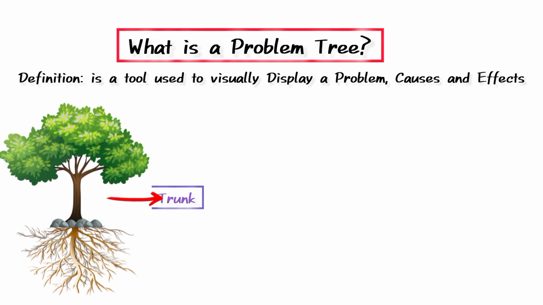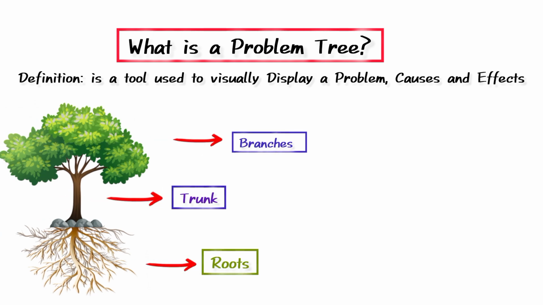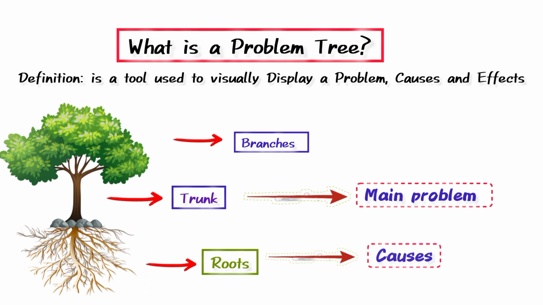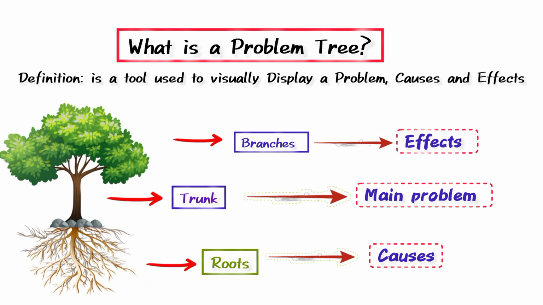A tree has a trunk, roots, and branches. So the trunk represents the main problem. The roots represent the causes of the problem, and the branches represent the effects or the consequences of the problem. So these methods help you see the problem in a clear way, showing what is causing it and what results from it. For example, in a community with poor waste management, we are going to divide it into three main parts.